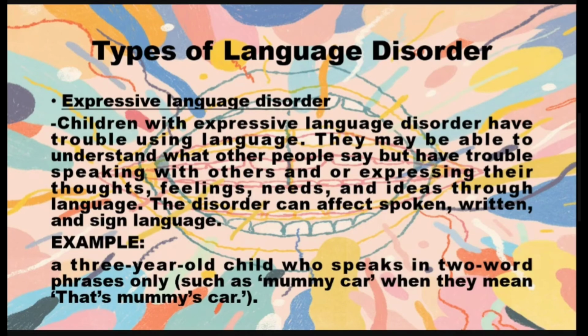An example: a 3-year-old child who speaks in two-word phrases only says "mommy car" instead. What they mean is "that's mommy's car." So instead of saying the whole phrase, the child only uses two words to express what he or she means. What he or she means is "that's mommy's car," but what he or she says is "mommy car."